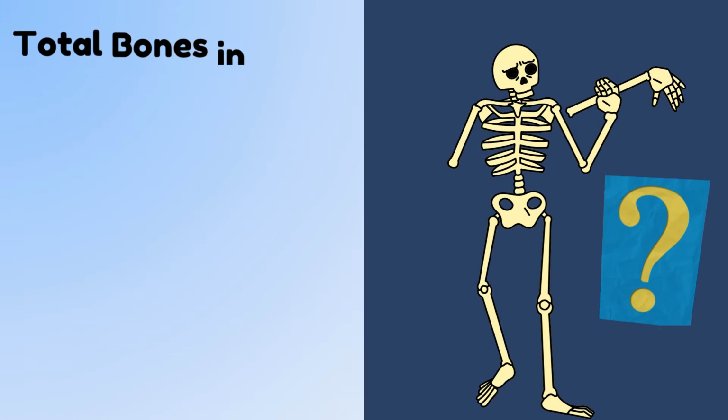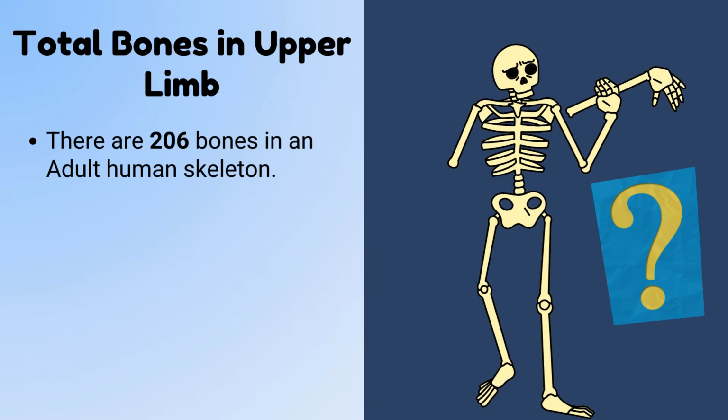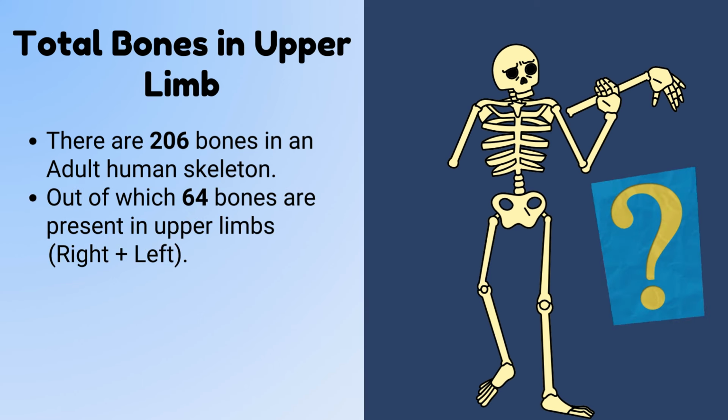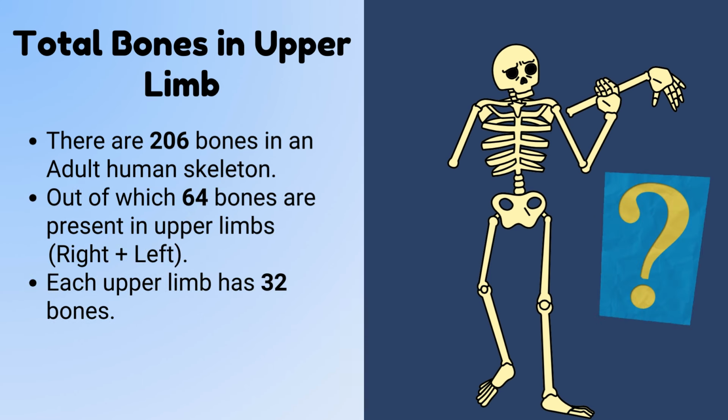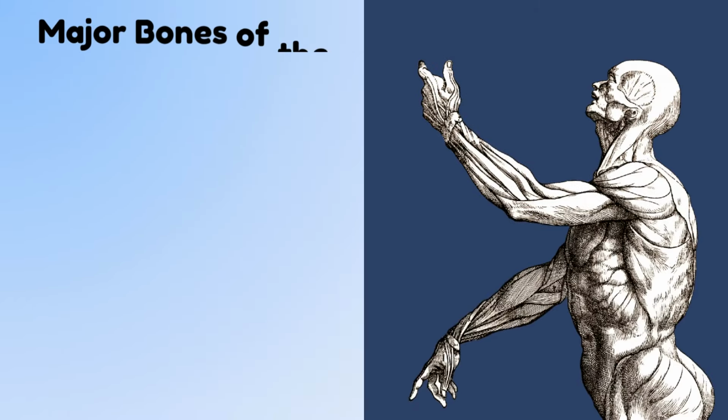How many bones are in the upper limb? There are 206 bones in an adult human skeleton, out of which 64 bones are present in upper limbs, right plus left. Each upper limb has 32 bones.